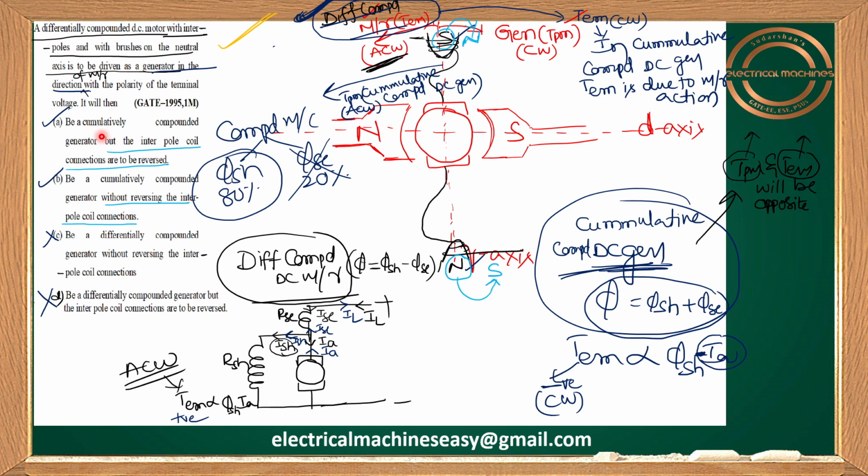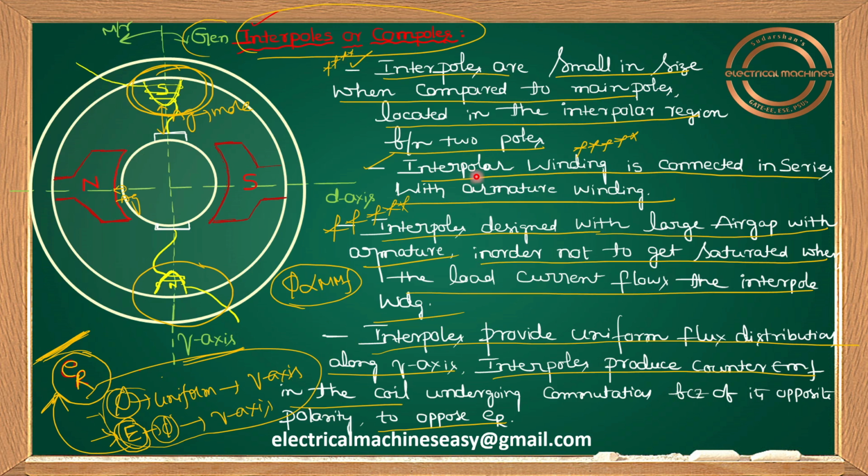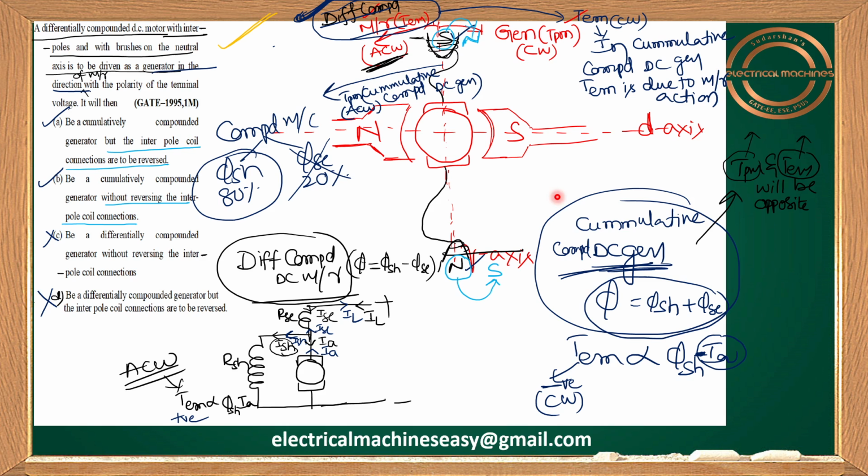Some people are going for option A, cumulative compound generator, but the interpole coil connections have to be reversed. They are saying, sir, if you want to make south pole to north pole and north to south, definitely I need to reverse the interpole connections. That is not correct. Why? I told you already. Here, the interpole winding is connected in series with the armature winding. That is the main hint for this question.